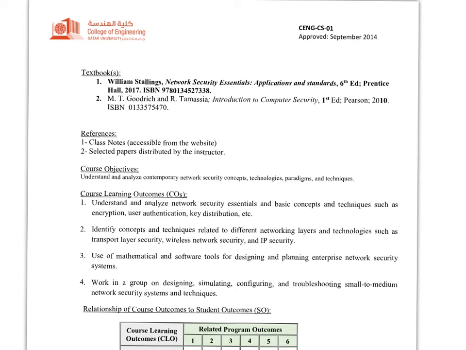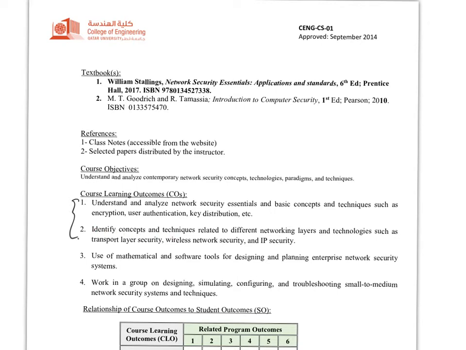So, in terms of course learning outcomes, the first two focus on the theoretical part of the course. The first one is to understand and analyze network security essentials and basic concepts. This is pretty much going to be covered today and maybe next time, where we will discuss some basic definitions for security fundamentals, like what security attack means, what security services, security mechanism, security model, and so on. These basic definitions are very important for us to start talking about network security mechanisms and protocols.